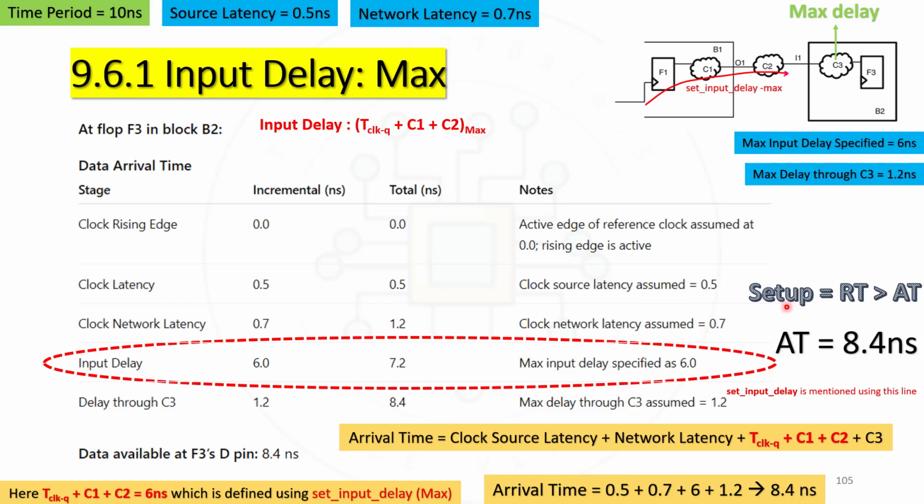Here I mentioned one formula. We know this already. For setup, the required time should be greater than the arrival time, then only there won't be any violation. As of now I am getting arrival time as 8.4 nanosecond. So if the required time is greater than this 8.4 nanosecond, then we won't get any setup violation. If not, we will get a setup violation.